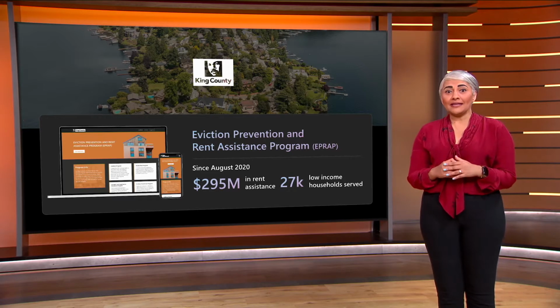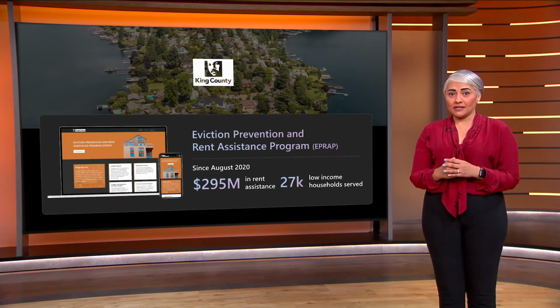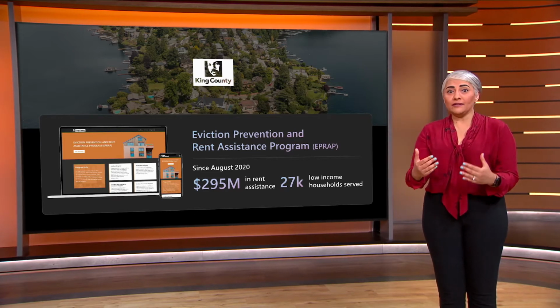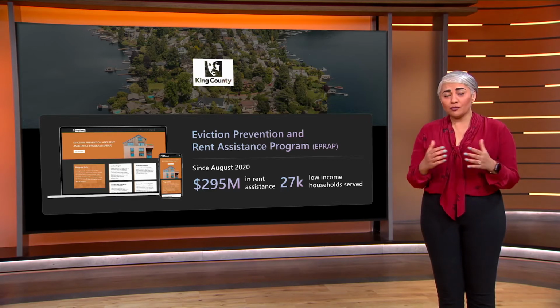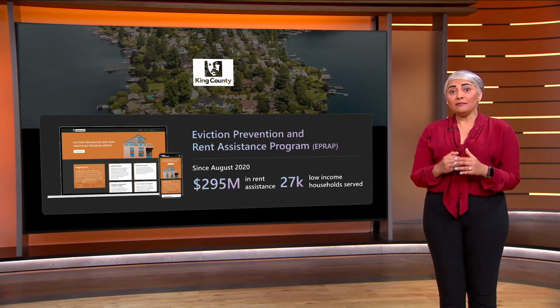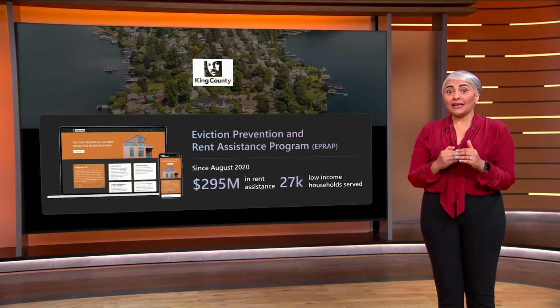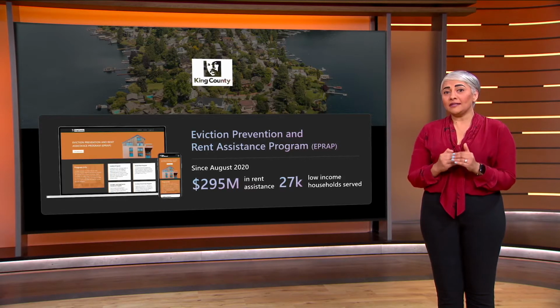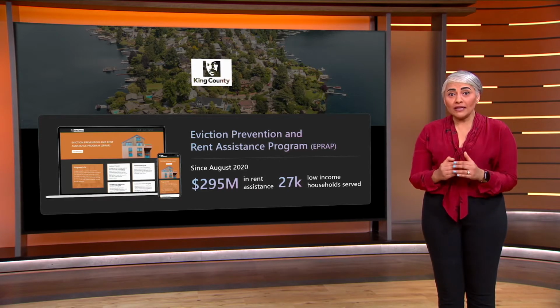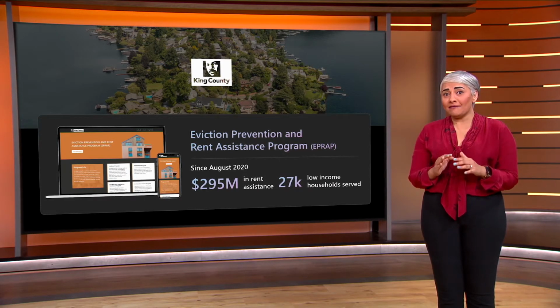For this, they built an application processing external website for the communities using Power Pages that will intake, manage, and approve applications coming in from a large population. Since the time to launch the program was short, King County has distributed $295 million in rent assistance, serving over 27,000 low-income households. Now I would like to invite Cindy to demo Power Pages in the context of King County's Eviction Prevention and Rent Assistance Program. Thank you, Sangya.